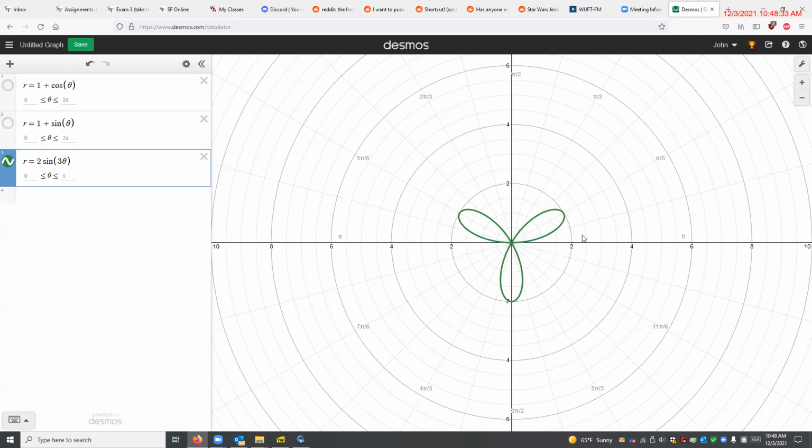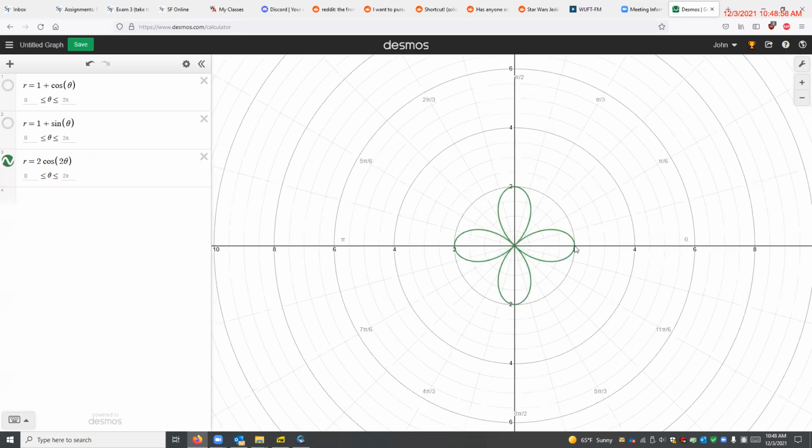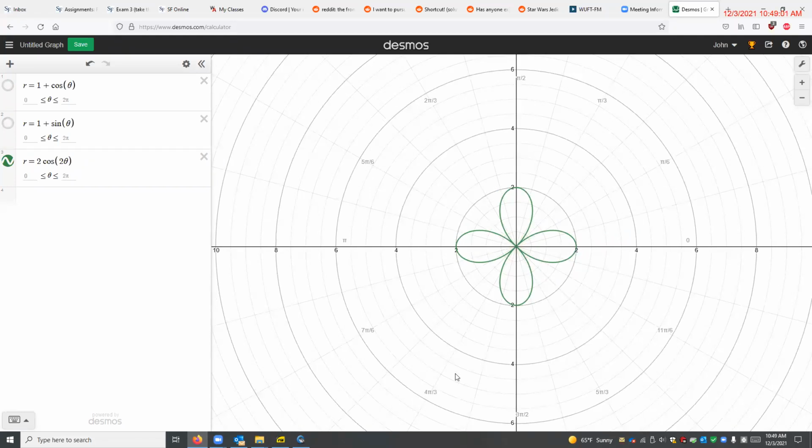All right, so like I said, if the angular velocity, the number in here, is an odd number, you'll have that number of petals and it'll be traced twice. If it's an even number, you'll have double that number of petals and it will be traced once. If you have a sine, they will be oriented like this, kind of starting in the origin. If you have a cosine, it will be out of phase by 90 degrees, or starting over here along the polar axis. But the rules for the number of petals are the same.